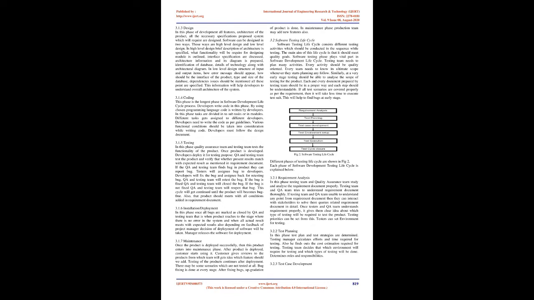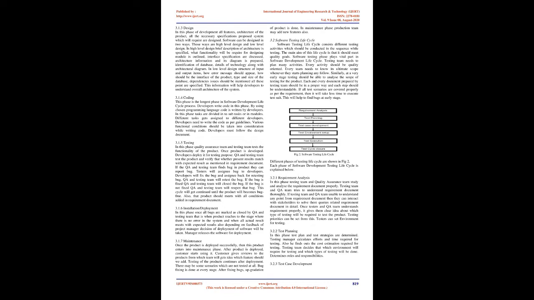3.1.3 Design. In this phase of development, all features, the architecture of the product, all the necessary specifications, and the proposed system which will be required are designed. Software can be designed in two ways. Those ways are high-level design and low-level design. In high-level design, a brief description of the architecture is specified, what functionality will be required for designing the module is outlined, interface specifications are discussed, architecture information and its diagram are prepared, and the database is identified, along with details of the technology and the architectural diagram.